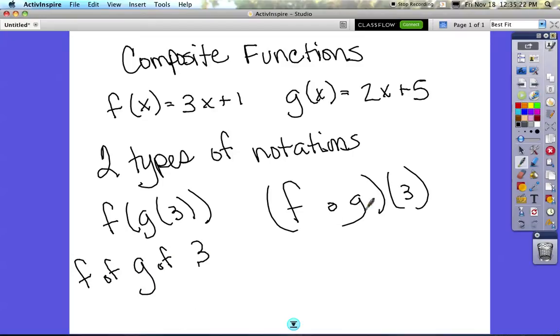Same thing goes right here. This is not fog. It stands for f of g of 3. Okay? So you could see this written both ways. When you do these, you always start right and go left. So we're going to start right here or we're going to start right here. Okay, so take those notes down.